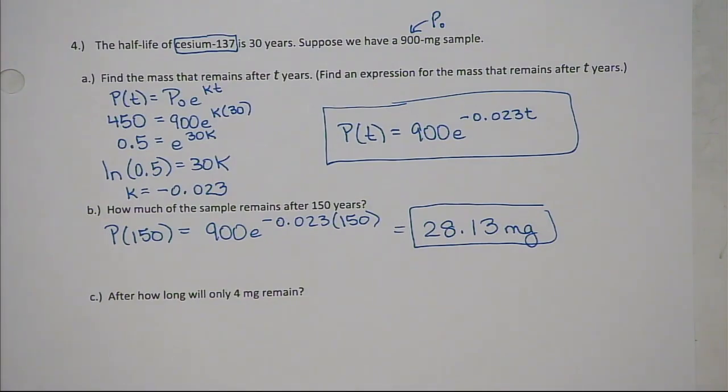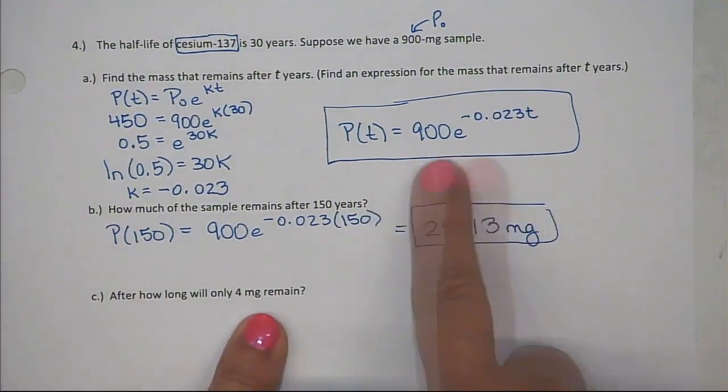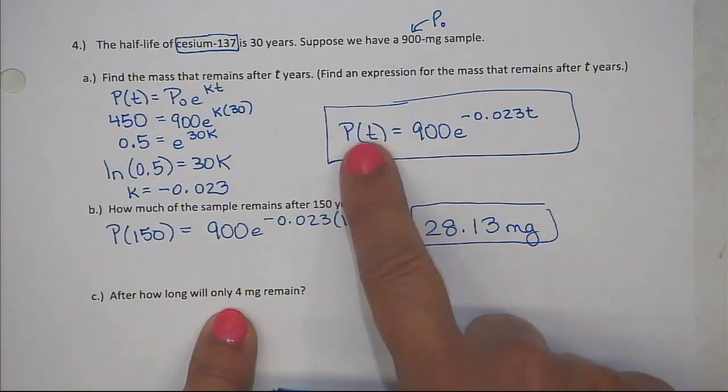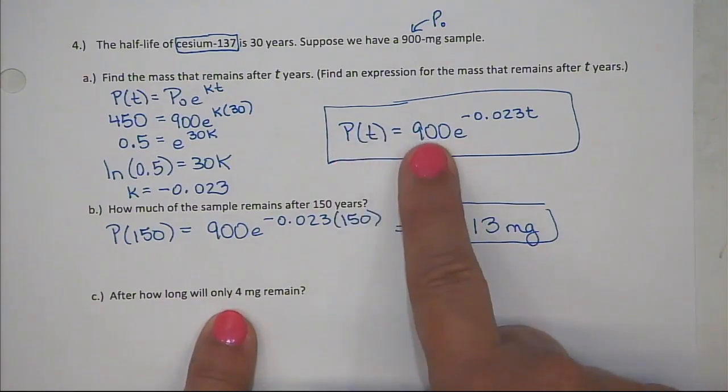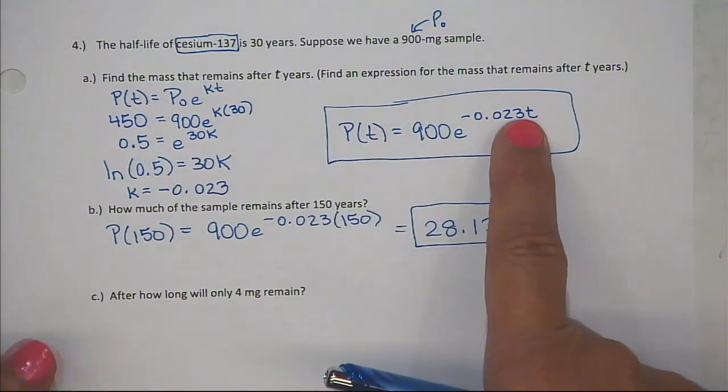All right, and part C. After how long will only 4 milligrams remain? So where are you going to put the 4 in here? How long will only 4 remain? So 4 is going to go here, right? That's the new amount. So 900 is going to go down to 4. So you're going to solve for t. How long does that take?